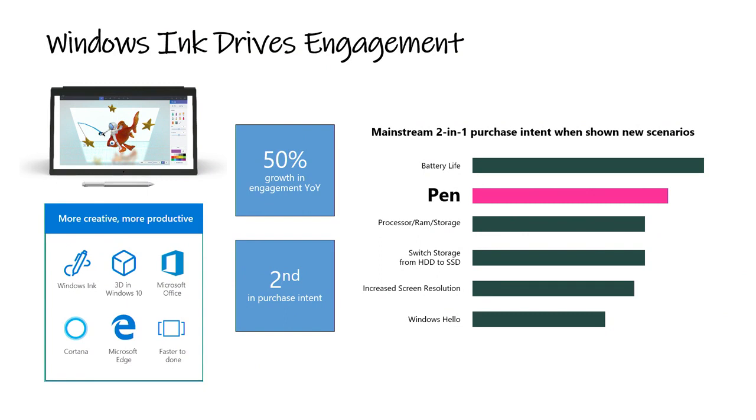We show this slide every year just to reiterate that we have compelling data that tells us that the pen and ink are important to our consumers. We see that the pen is second in purchase intent, higher than the switch to SSD, and even considerations of processor, RAM and storage. We see that the market's doubling year over year, which is why we continue to invest in this space.